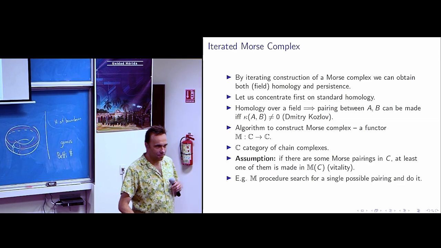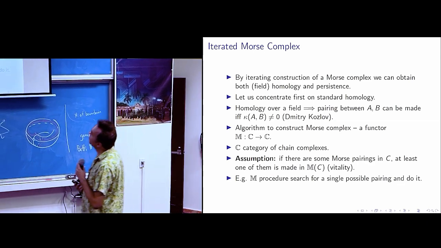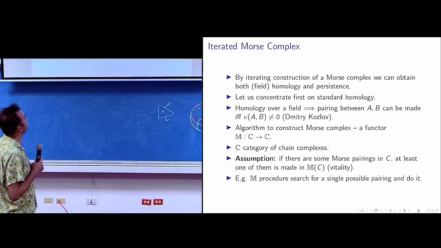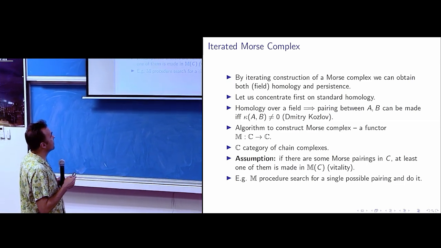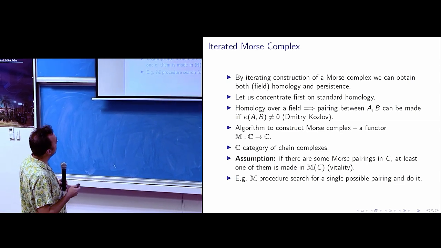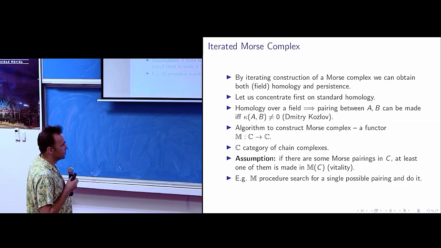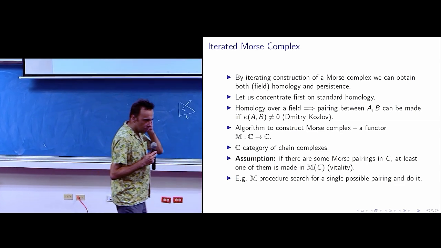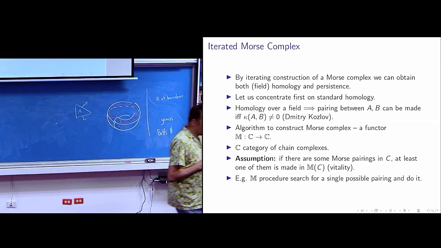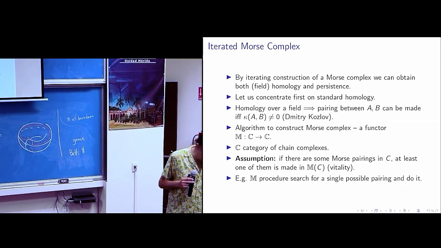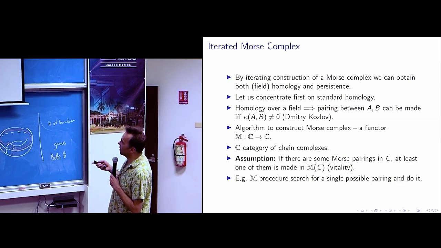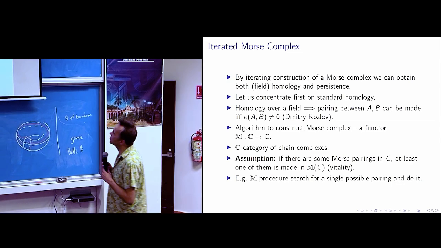Let's carry on. As I mentioned, I want to iterate the Morse complex construction. Again, the strong assumption is that we are working over a field, so essentially, if an element is non-zero, it is invertible. That's essential here. And I want to show that if we iterate this construction, we can get both homology and persistent homology.